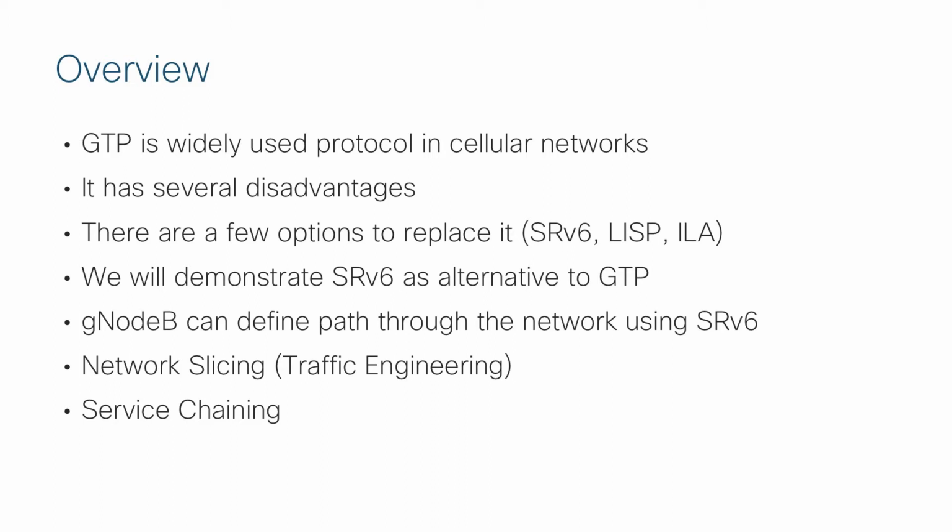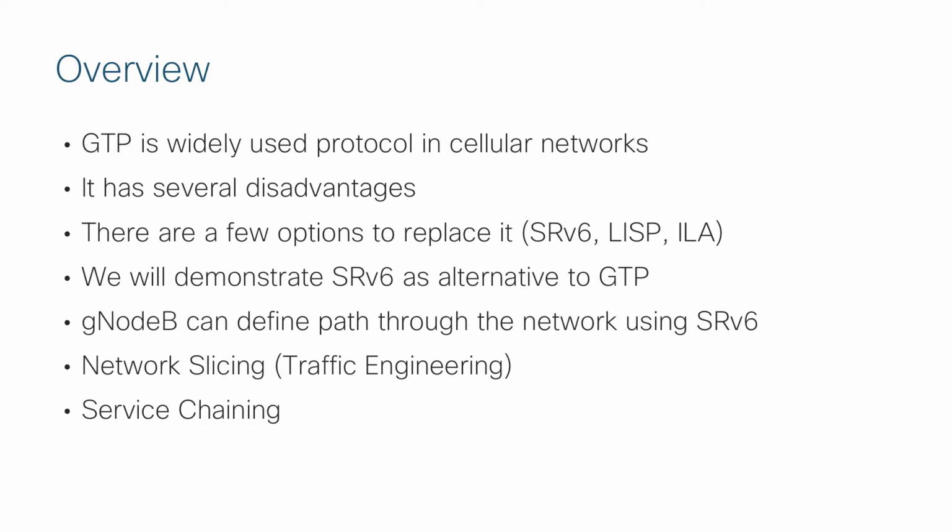In December 2017, 3GPP established a study group to evaluate potential replacements for GTP-U, and SRv6 is one of the options. Here, we will demonstrate how SRv6 can be used instead of GTP, or rather, we will show a possible translation of GTP into SRv6. Once we have an SRv6 packet, we can use all the SRv6 features and functions on it.